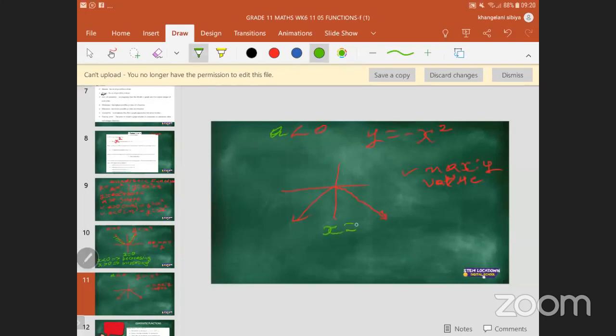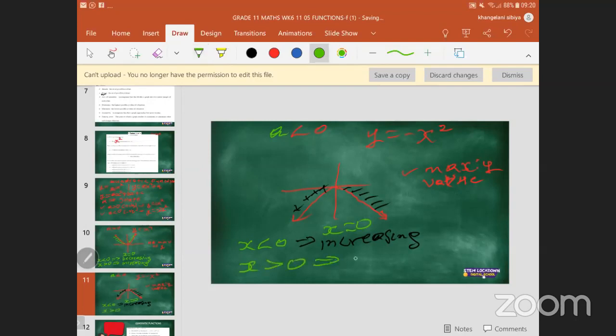We said your x is what? It's 0. However, if you look at where your x is less than 0, you can see that your curve, this one, is increasing. Now it's the opposite. Moving from left to right, the graph is increasing, so now we talk about the increasing function. But on this side, where your x is greater than 0, here we talk about what we call a decreasing curve.